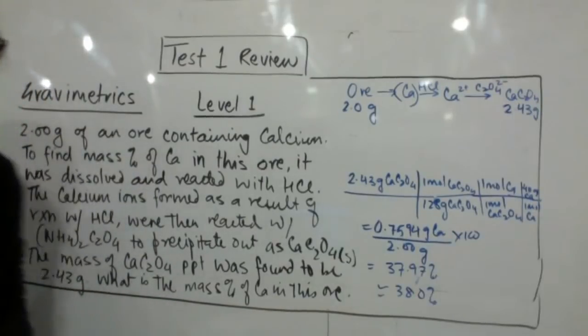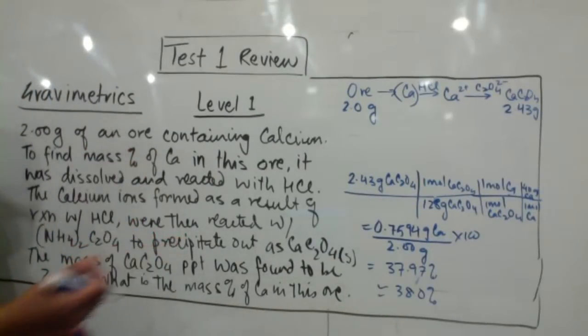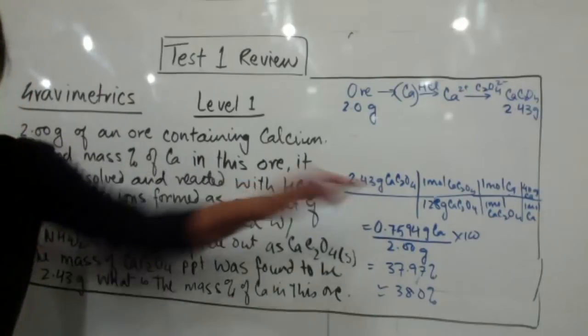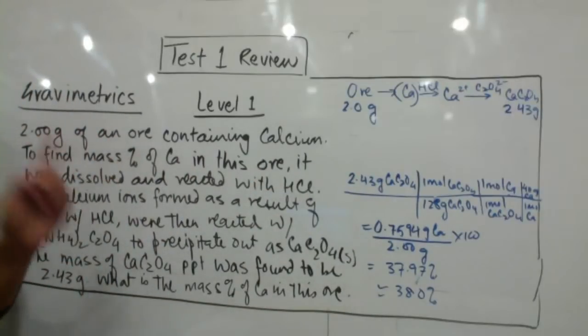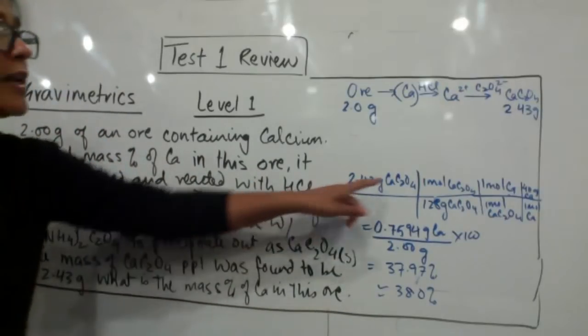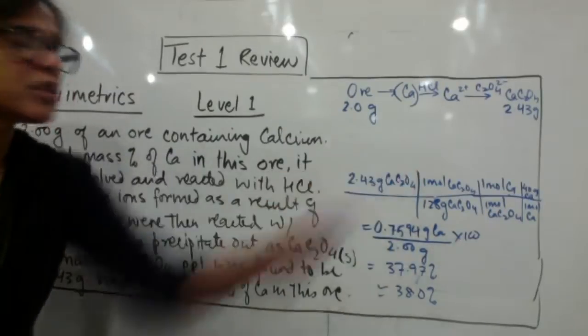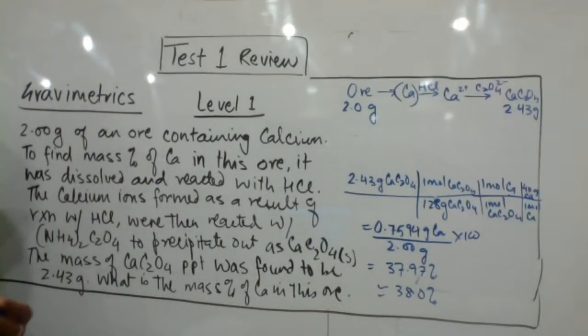So this is a level 1 problem because there was only one thing whose mass you wanted to figure out, right? You were given the precipitate and just using the mole ratios, you got the mass of that. Now how can I turn this into a level 3 problem? But before that, I would like to address any questions that you may have on level 1 gravimetrics problem.